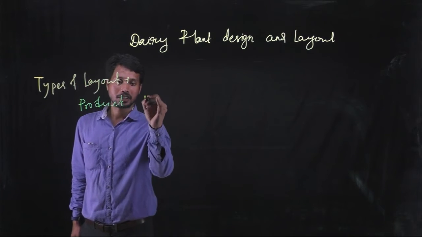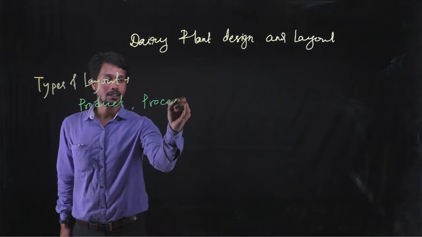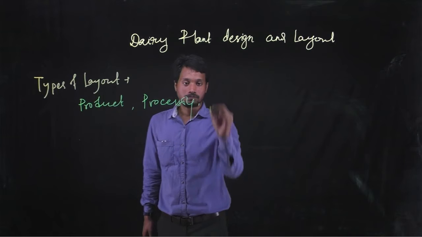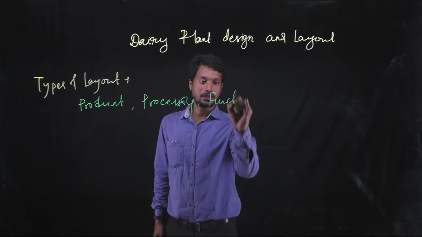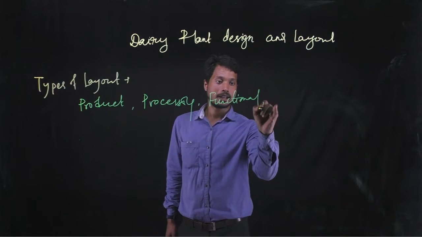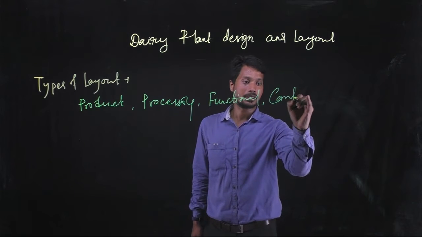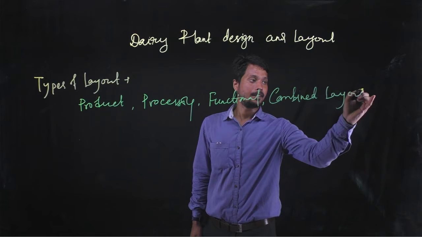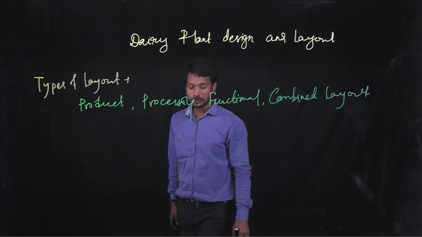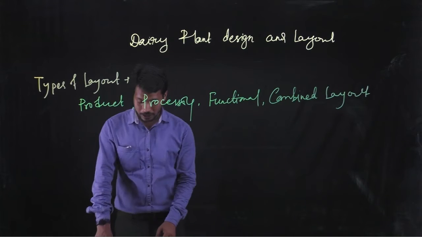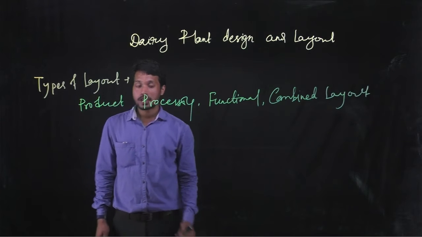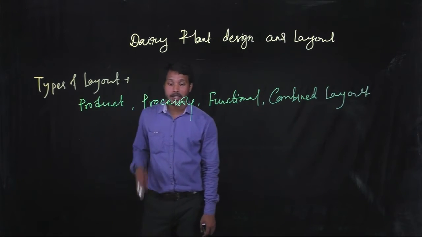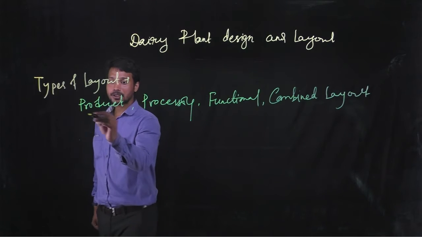One is called processing layout. Another one is called functional layout, and last is called combined layout. So in a food processing plant, there are mainly 4 types of layout, which are product layout, processing layout, functional layout, and combined layout.